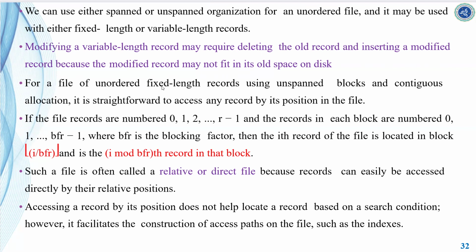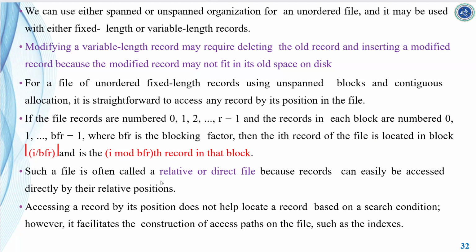If a file is unordered with fixed length records, using unspanned and contiguous allocation, then it is straightforward. The records will be numbered 1, 2, 3, 4, etc., and the positions in a block will be numbered 0, 1, 2, up to BFR minus 1, where BFR is the blocking factor. The ith record of this file will be located in block i div BFR, at position i mod BFR within that block. So we can access the particular ith record from a particular block.